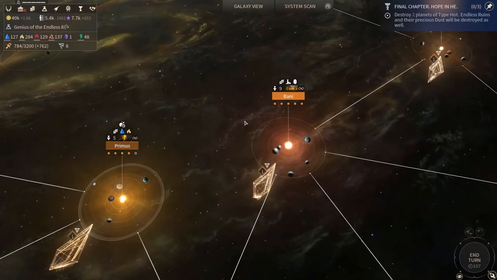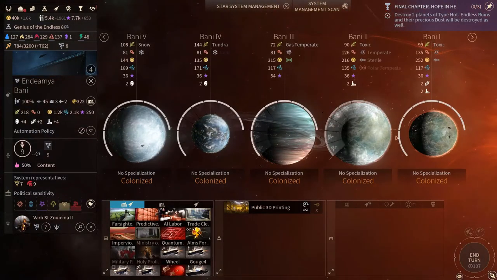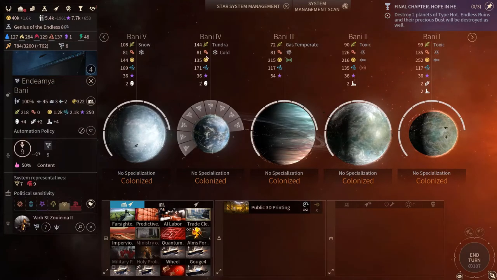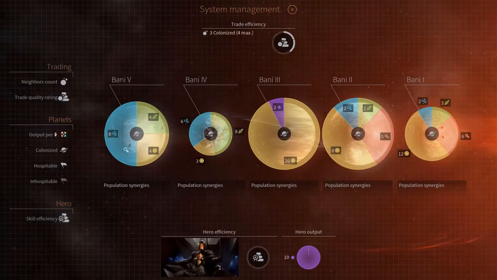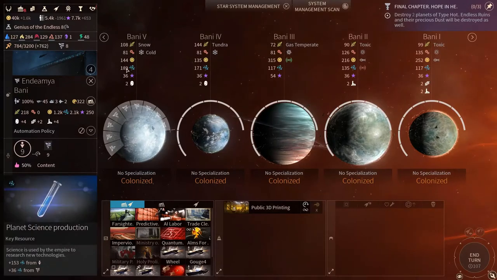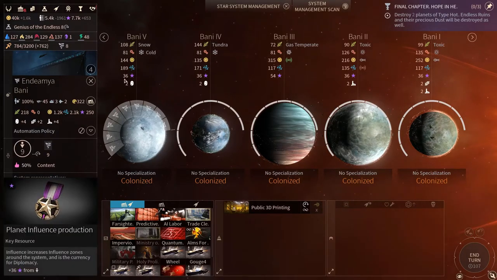The best way to get science in your empire is through your FIZZY production in any system. The best systems for science are the cold systems, so snow and tundra planets will give you a very good raw production of science, and then you have a lot of population that multiplies it quite a lot. For example, here I'm producing almost 200 science on this planet on its own.